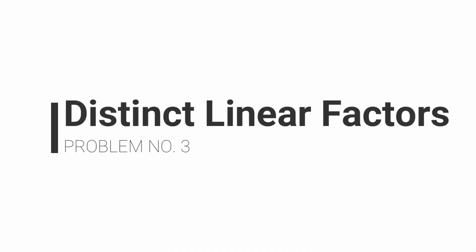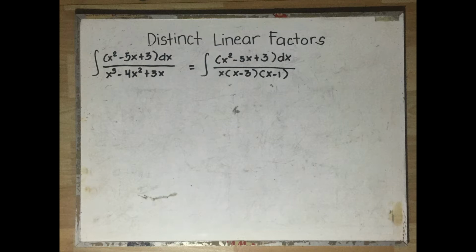For our last example in this method, the integration of (x² − 5x + 3) dx over x³ − 4x² + 3x. Factoring out the denominator gives us 3 distinct linear factors. So this integral is also equal to the integration of (x² − 5x + 3) over x times the quantity of x − 3 times the quantity of x − 1.